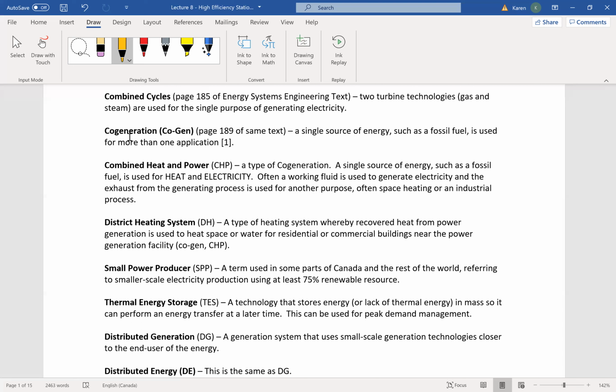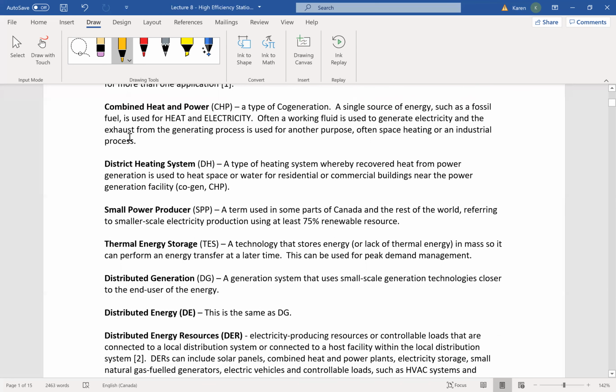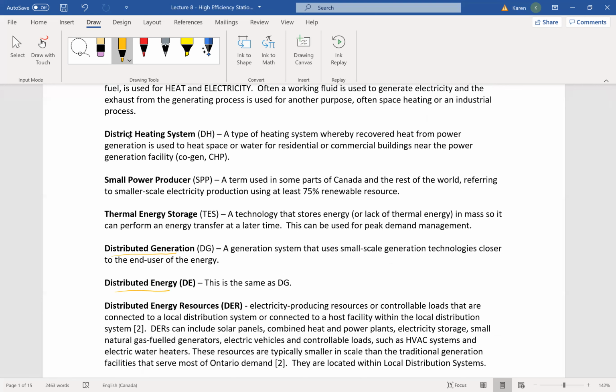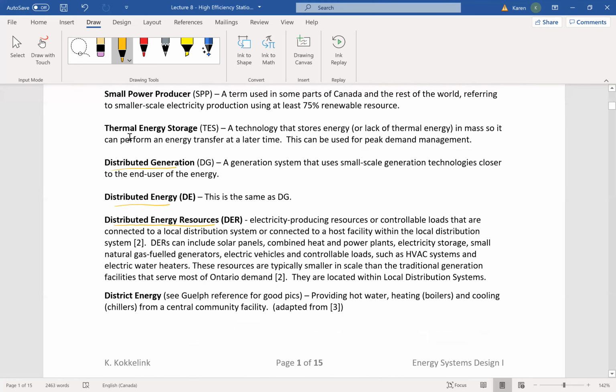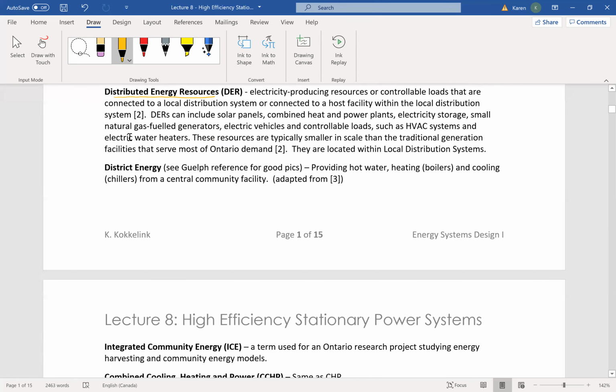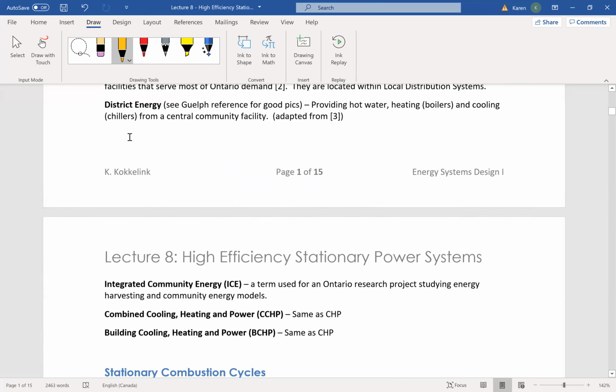I don't want to read them all to you, but I'd like you to go through and read the definition of each of these, and you'll see that a lot of them are sort of the same. So, distributed energy, for example, is sometimes used instead of distributed generation. And then in Ontario, we use distributed energy resources, DER. So I'd like you to take some time to read these and get acquainted with some of the definitions.